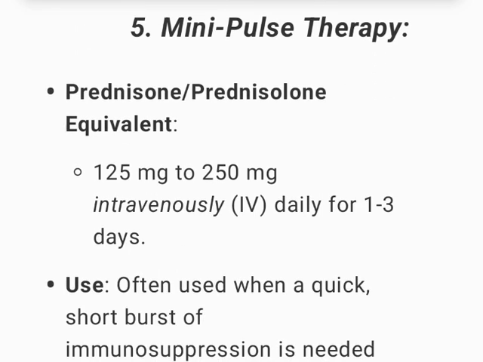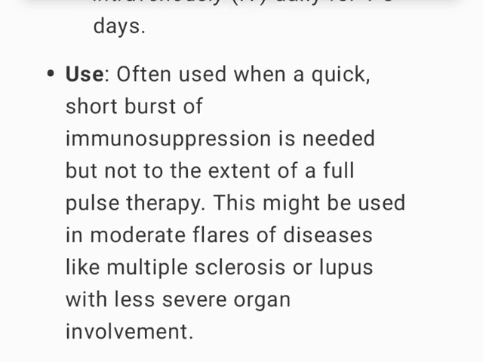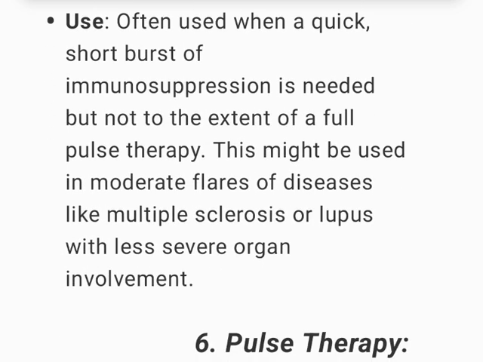5. Mini pulse therapy. Prednisone/prednisolone equivalent, 125 milligrams to 250 milligrams intravenously, IV, daily for 1 to 3 days. Use. Often used when a quick, short burst of immunosuppression is needed, but not to the extent of a full pulse therapy. This might be used in moderate flares of diseases like multiple sclerosis or lupus with less severe organ involvement.